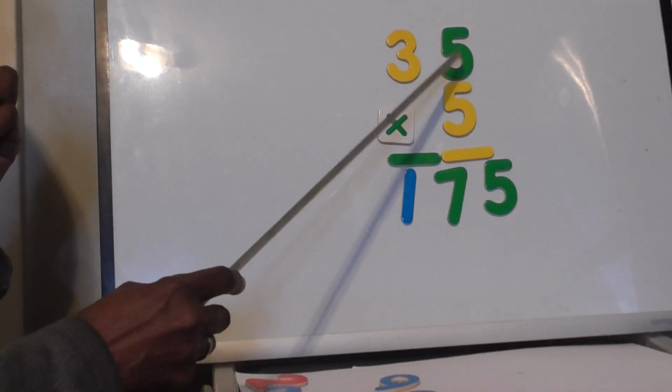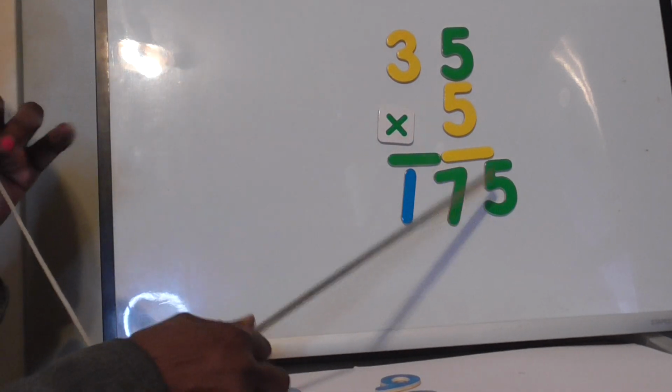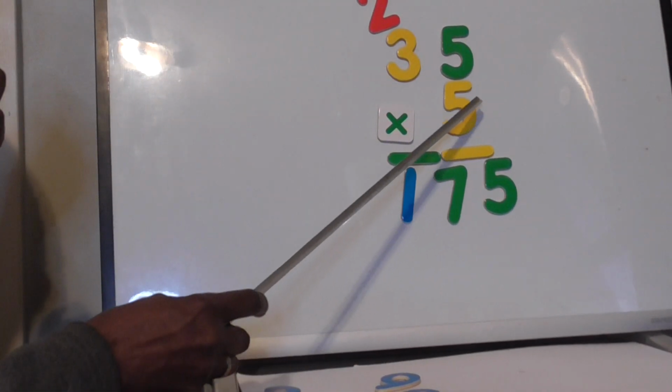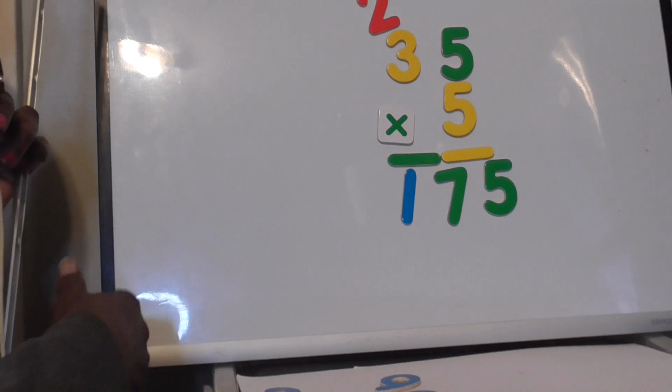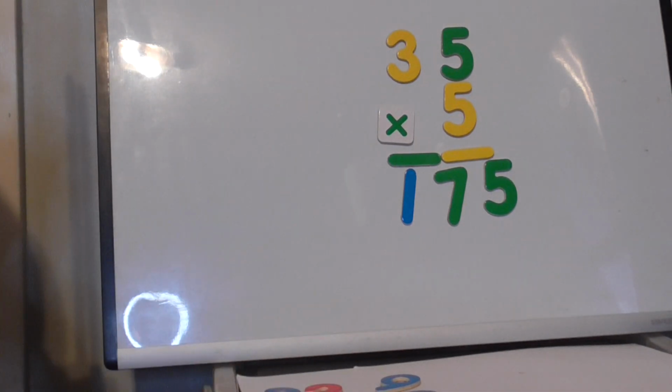5 times 5 is 25. Since the 5 is in the ones column, we leave it here, and we carry that 2. When we carry the 2, we multiply 5 times 3, and you add the 2, which makes 17. So 35 times 5 is 175.